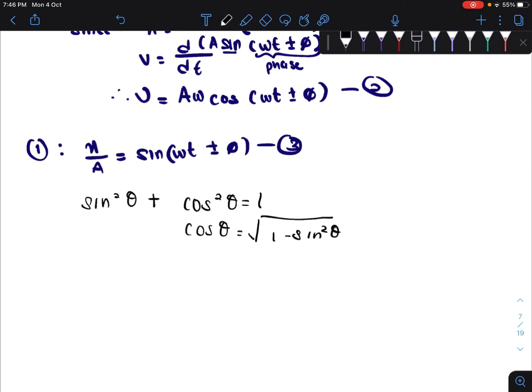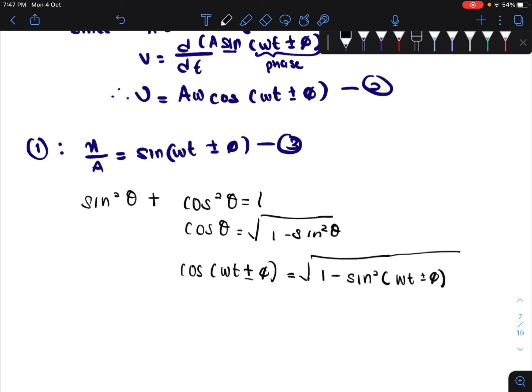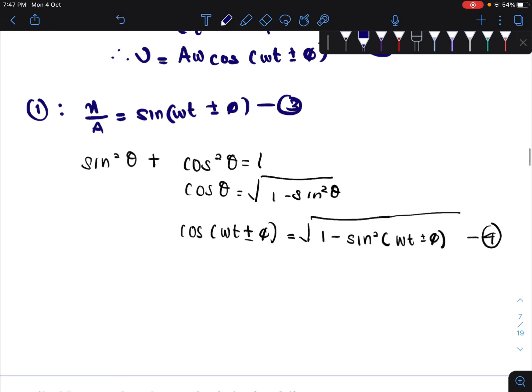Okay, I just rearrange. So now I'm going to substitute this cos theta as our cos angle. Our cos angle here is omega t plus minus phi. This is to match the type of question we have. In our question, we don't have theta. We have omega t plus minus phi as our phase, right? So, we follow what suits the question. So, I just rearrange to substitute it. So, let's say this is my equation 4 here.